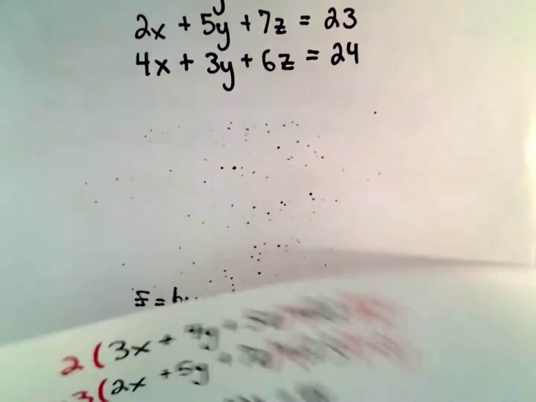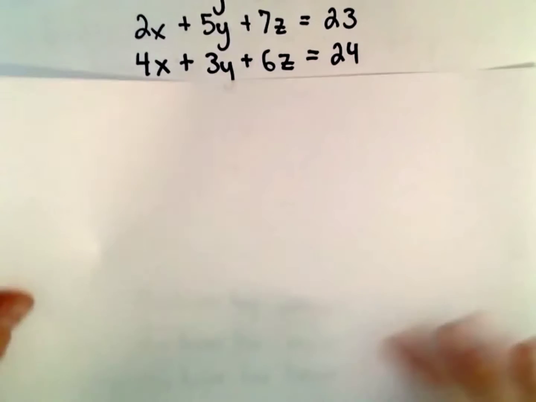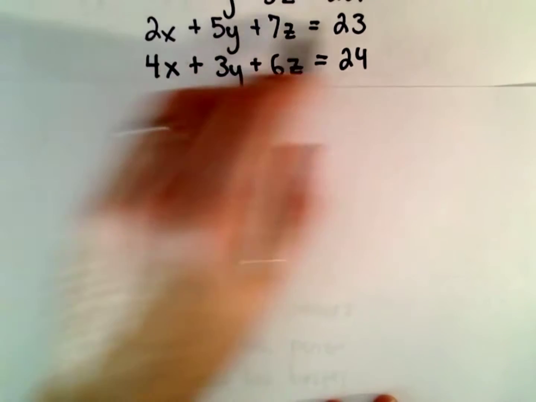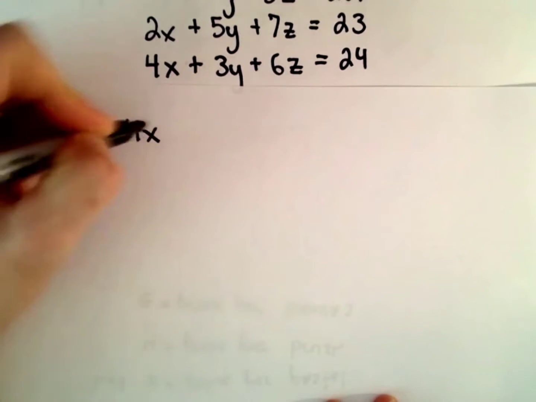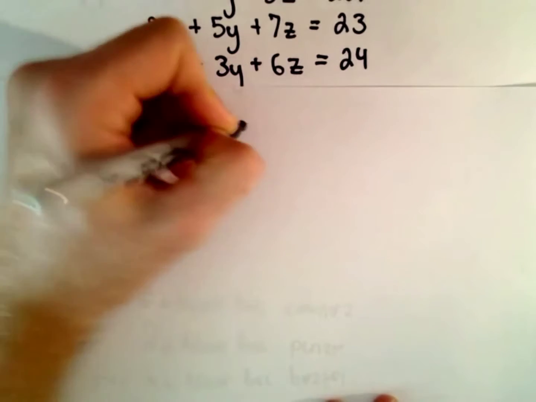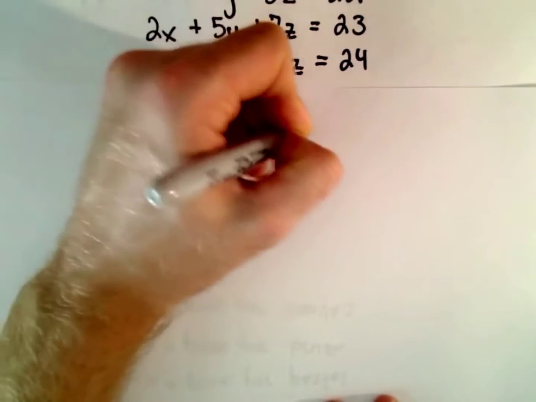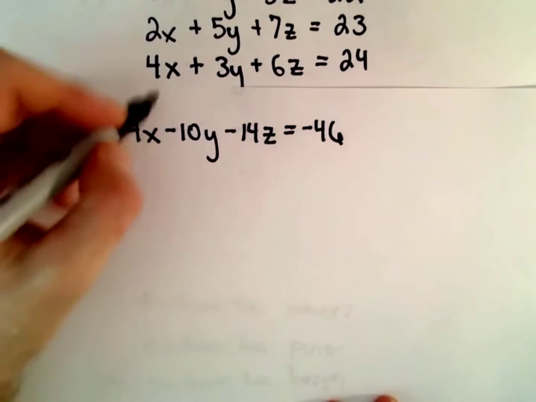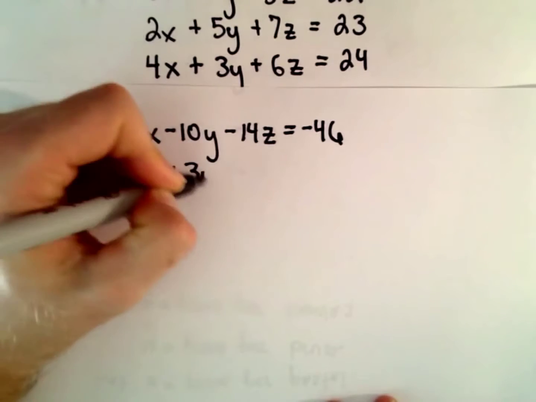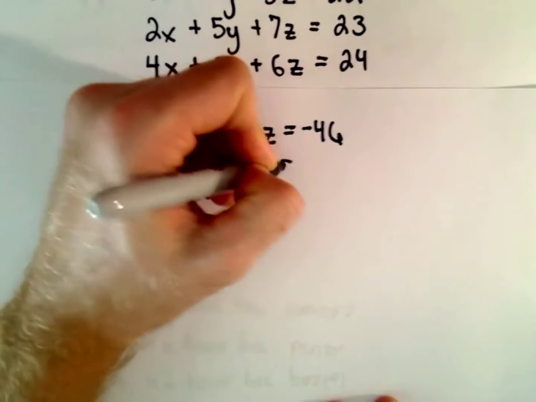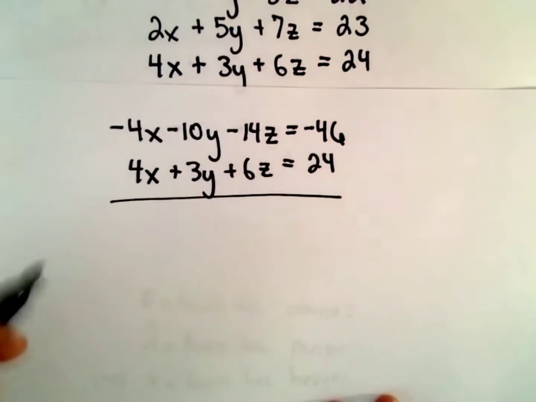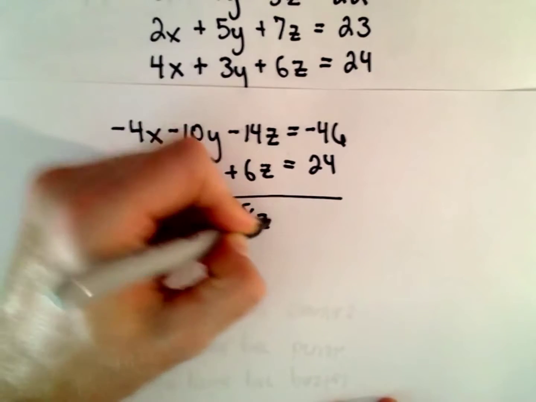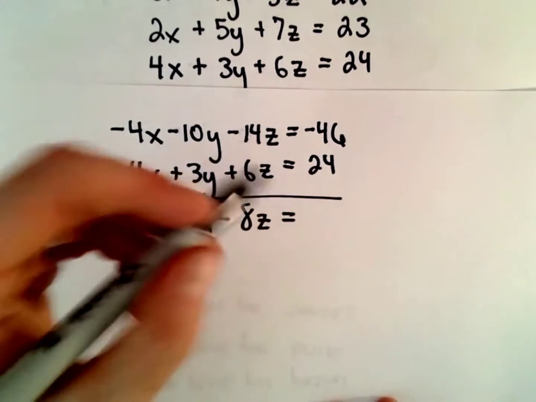I'm also going to take the second and third equations, and again I'm going to eliminate the x's. I'm going to multiply the second equation by negative 2, so that will give us negative 4x minus 10y minus 14z equals negative 46. Again, multiplying the second equation by negative 2. I'm going to leave the third equation alone. If we add those, we'll have negative 7y minus 8z equals negative 46 plus 24, which is negative 22.